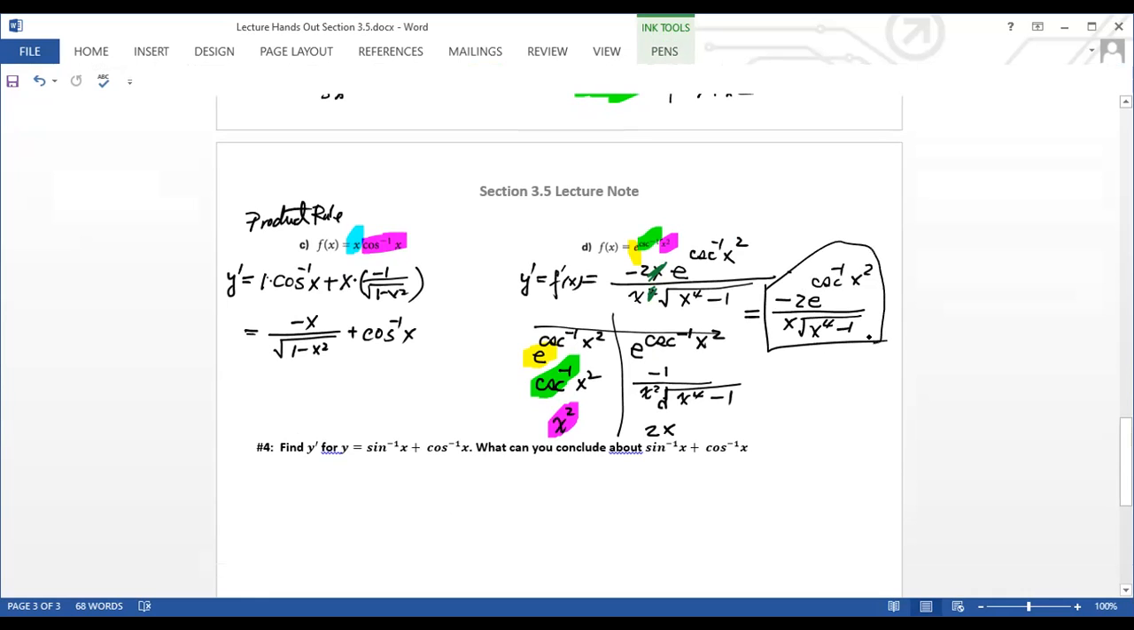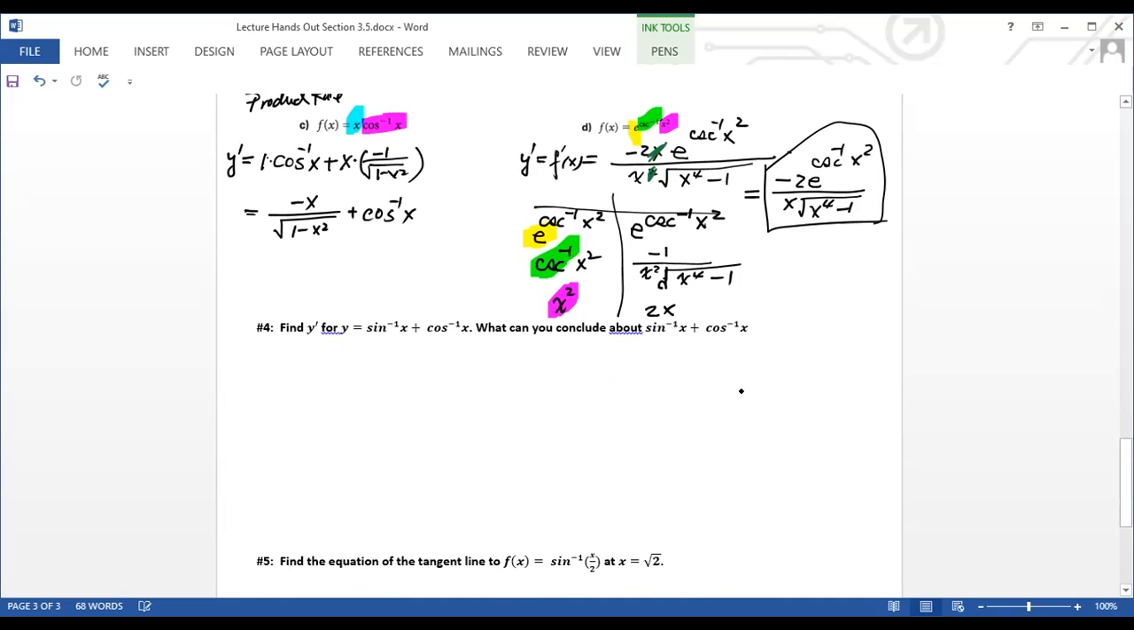All right, that will be the answers here. Now let's take a look at our next problems. Let's say find y prime for this one. What can you conclude about arcsine x plus arccosine x? All right, so we say find the y prime.